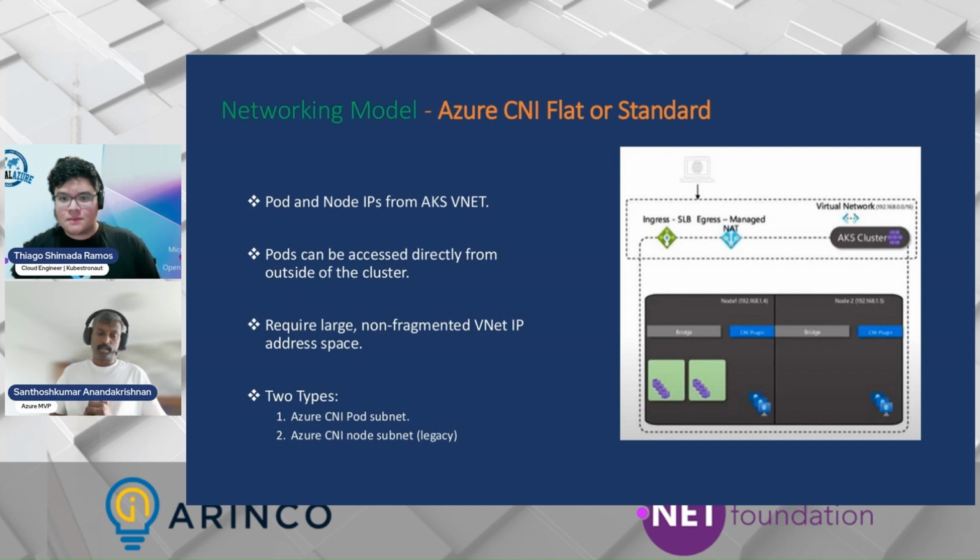The first is called Azure CNI, the flat model, the standard version, which has been around for a long time. It provides the pods and nodes IP addresses directly from the AKS VNet. The pods can be accessed directly from outside of the cluster, and pod to pod communication goes over the same IP address range within the VNet. This requires a larger CIDR to be planned, making sure you have the scalability capacity for when the workloads expand horizontally and vertically.